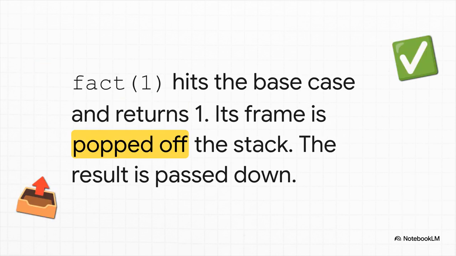Okay, now we've hit the base case. Fact of 1 does its thing and returns 1. Its job is done, so its stack frame gets popped right off the top. That return value, 1, gets passed down to the frame that's now on top, fact of 2, which can finally finish its calculation. This just keeps happening. Frames pop off until we get our final answer back in main. See? No magic, just a really neat and tidy system.